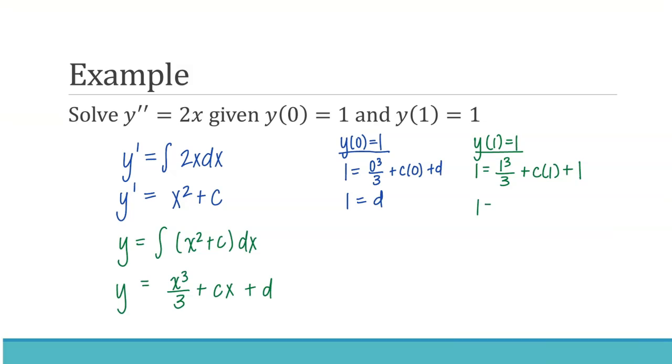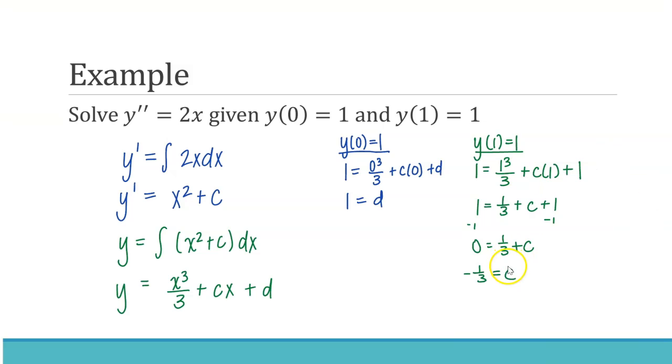So here's what I have. I have 1 equals 1/3 plus c plus 1. If I subtract 1 from each side, right, I get 0 is equal to 1/3 plus c. Subtract the 1/3 to the other side. c is equal to negative 1/3.